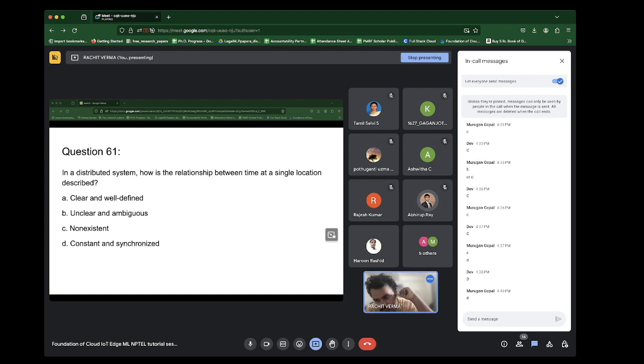So Rajesh Kumar said D, constant and synchronized. I also have the same answer, D, because the clock is somehow related to the server. The clock is synchronized with the time server, right? And then it gets the constant time. So I am relating to that. Okay, fine, that's also a way to think about it. But I was very specifically thinking of a single device actually. But okay, fine.